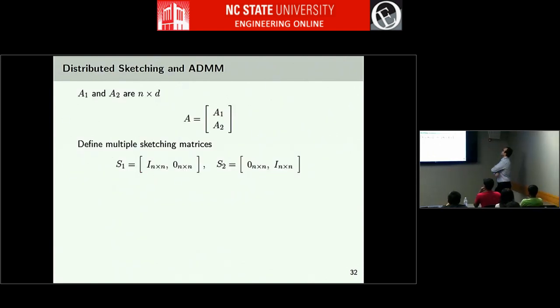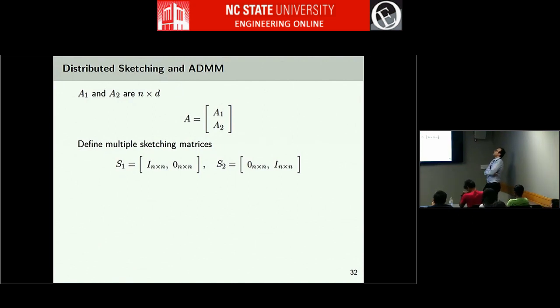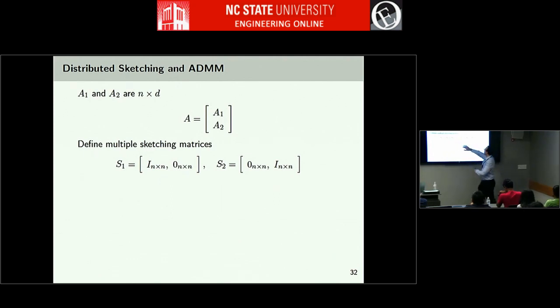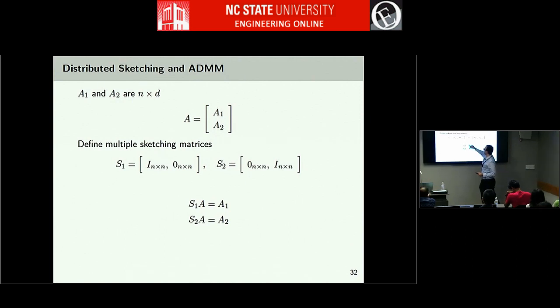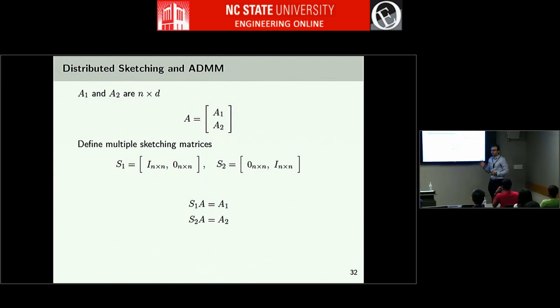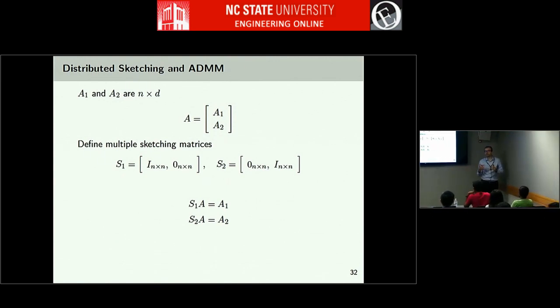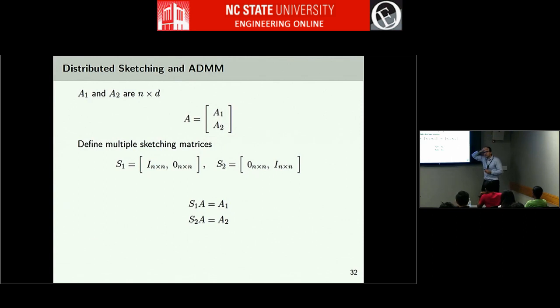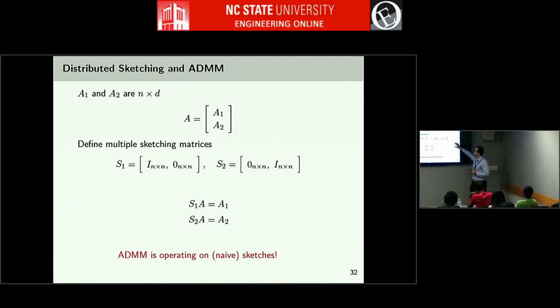So here is the intuition. It turns out that we can interpret ADMM as a sketching algorithm. If you define two sketching matrices, one has an identity block here and 0 here, the other has 0 here and identity here. Basically, the first sketch times A gives you A1, the second sketch times A gives you A2. It's a form of sketching, maybe not randomization per se, but just sampling. It's a dimension reduction tool. But these are not random, right? These are very particular choices.